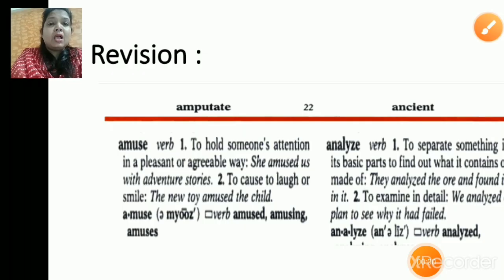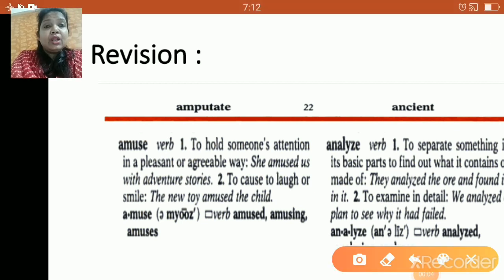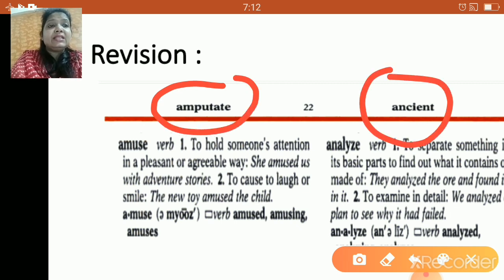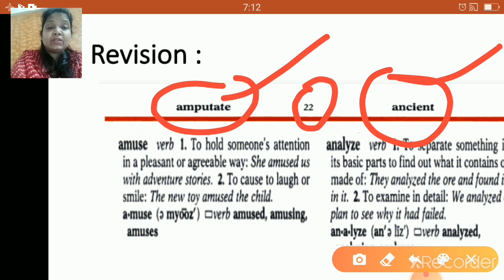All right. Now, children, we will go through one more example. If you look here, these are the first word, amputate, and ancient. These two words are called the head word or the guide word. The reason is that on page number 22, the first word will start with amputate and the last word will be ancient. In between, there are many other words arranged in alphabetical order.